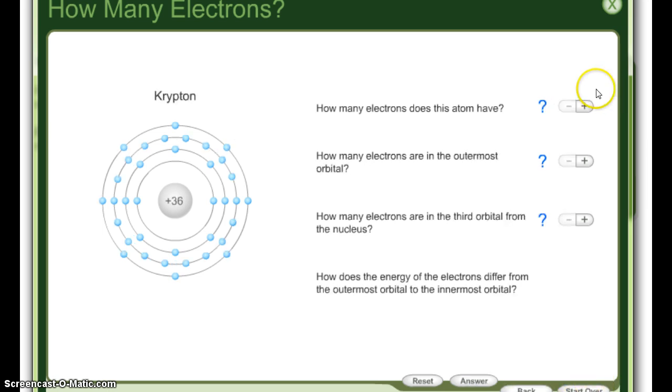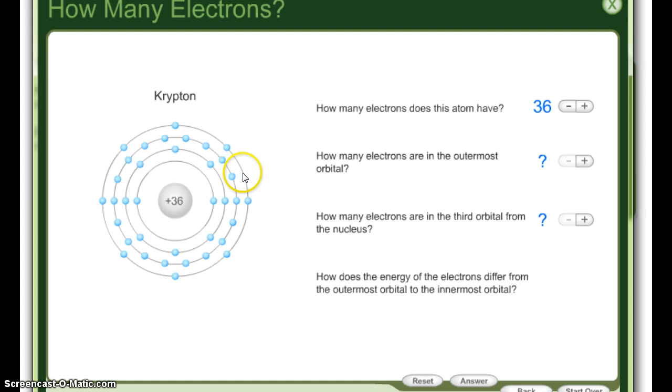How many electrons does this atom have? Krypton has 36 protons, so it has 36 electrons when you start out. All right, let's start at the inside. How many electrons go in the first shell? 2. How many in the next shell? 8. Now usually it's 2, 8, 8 like that, but this one's an example of one where it's a little bit different. But for what we're going to be doing, we're going to use the 2, 8, 8 model.